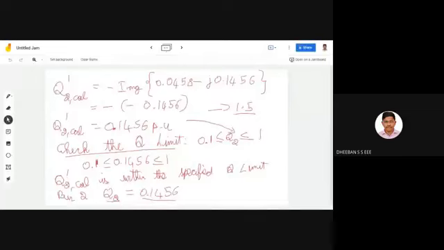So here you have to consider your Q2 value to be 1. You have to consider your Q2 value to be 1 when it is near to your 1.5. Whereas if it is less than 0.1, you have to take 0.1.